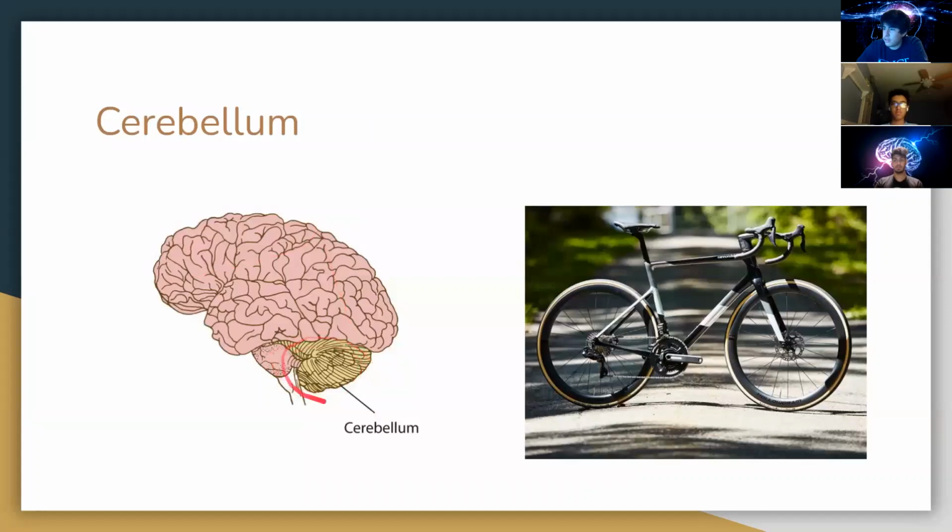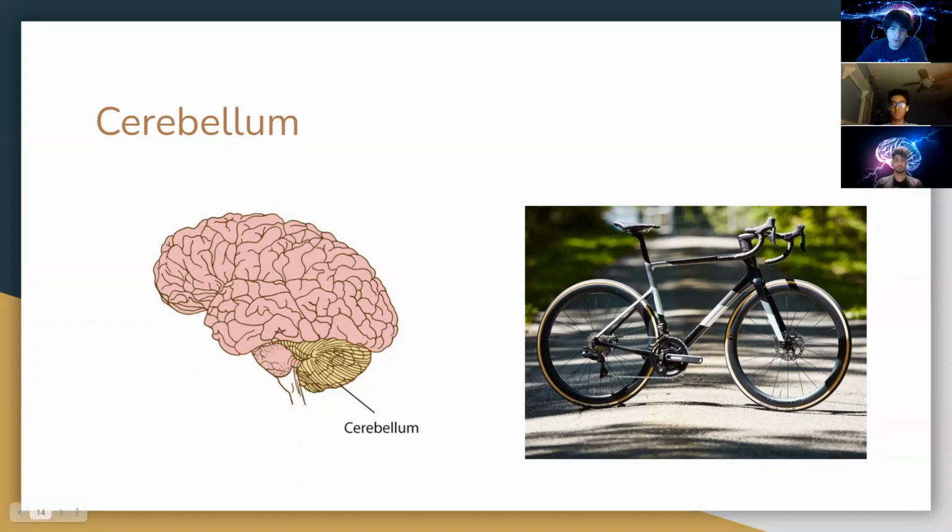And here is the cerebellum. The cerebellum means little brain in Latin. You can think of it as a mini brain below the occipital lobe, but it's still part of the brain, so keep that in mind. It's not like a separate thing.